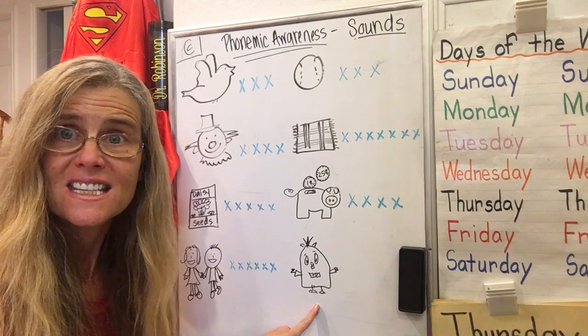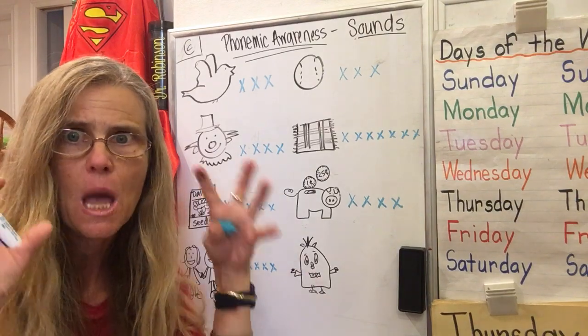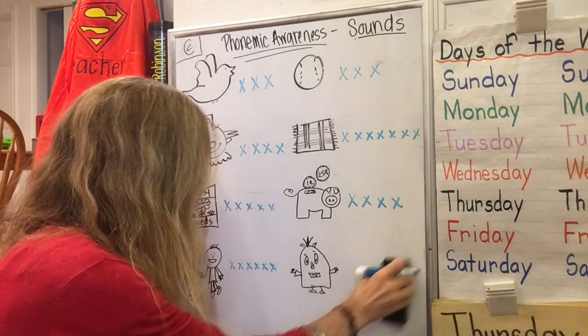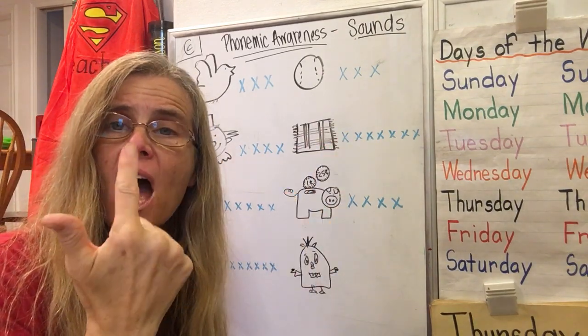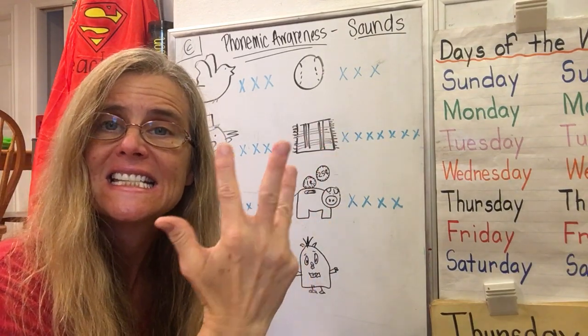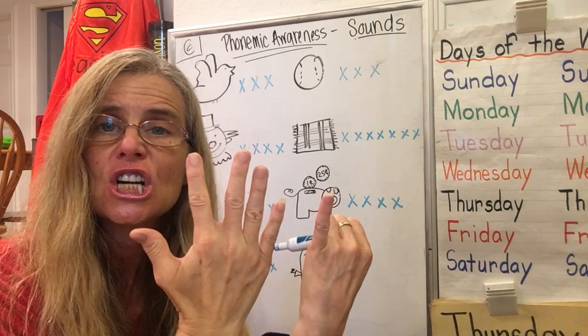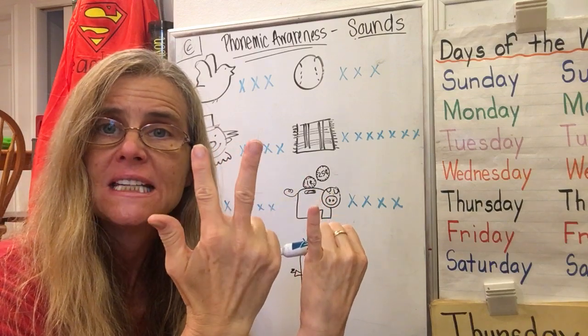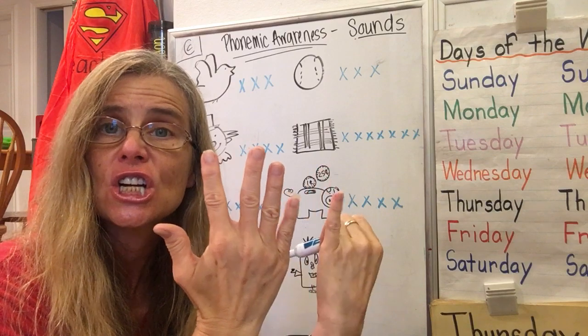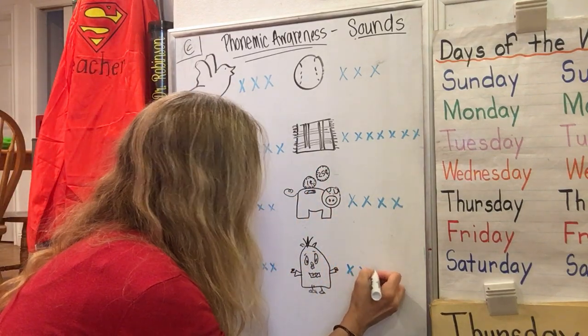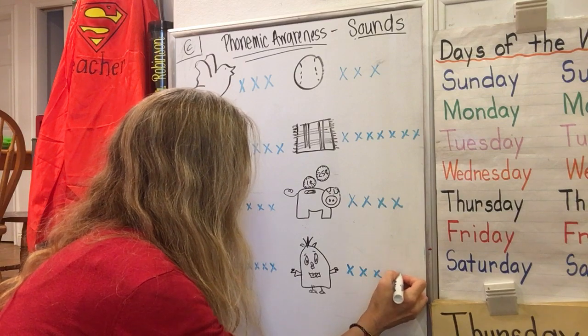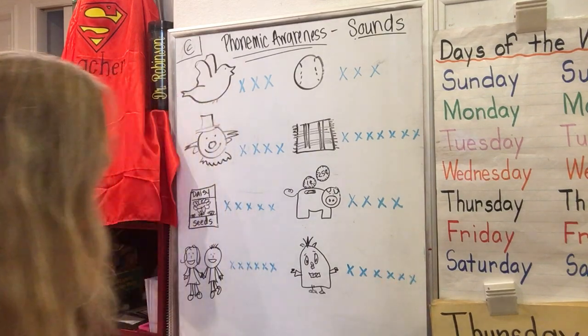Now this is not an alien. It is a monster. Monster. M, a, n, st. M, a, n, st. 6 sounds again. M, a, n, st. Monster.